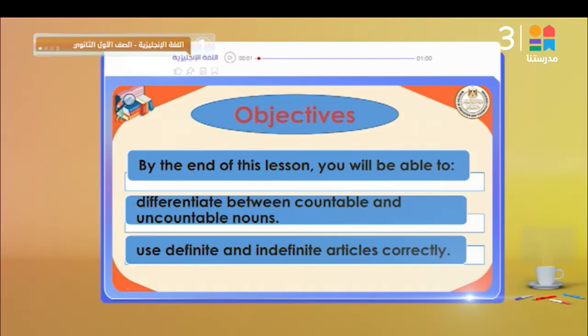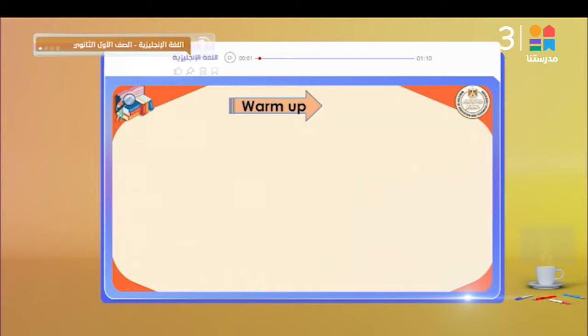So what are our objectives for today? By the end of this lesson, you will be able to differentiate between countable and uncountable nouns. You are going to use the definite and indefinite article correctly. Okay, let's start together. And let's warm up with a question.